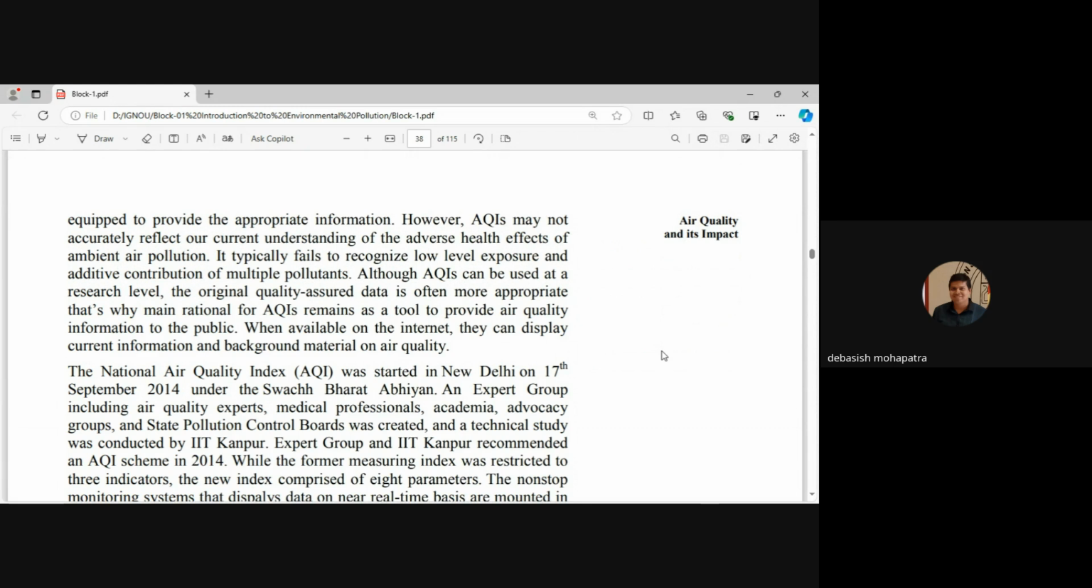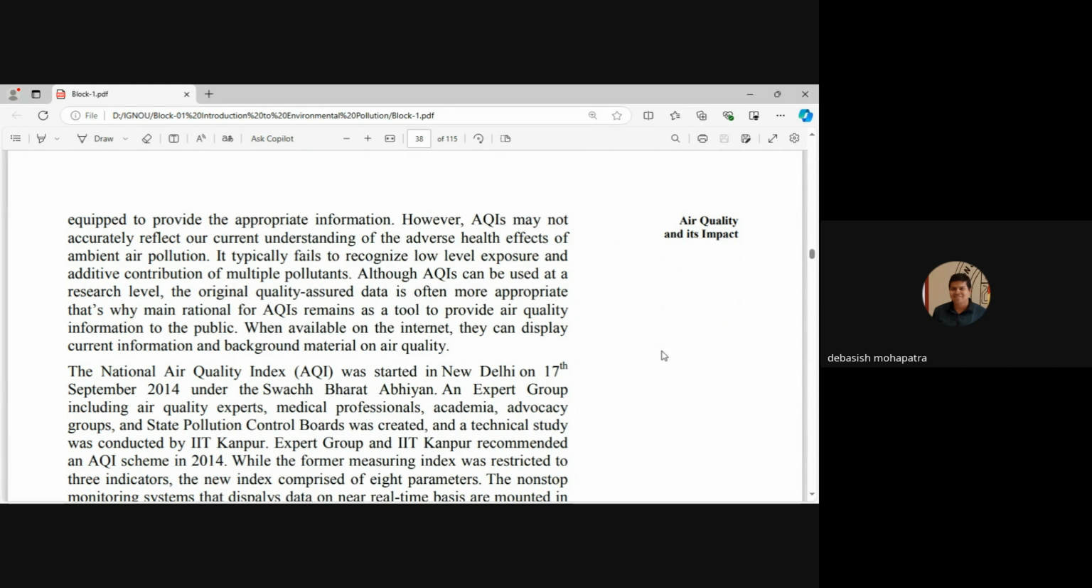Although AQI can be used at the research level, the original quality assured data is often more appropriate. That's why the main rationale of AQI remains as a tool to provide air quality information to the public. So when available on the internet, they can display current information and background material on air quality. Though air quality index is a way to measure, it is not appropriate for everything. Okay.